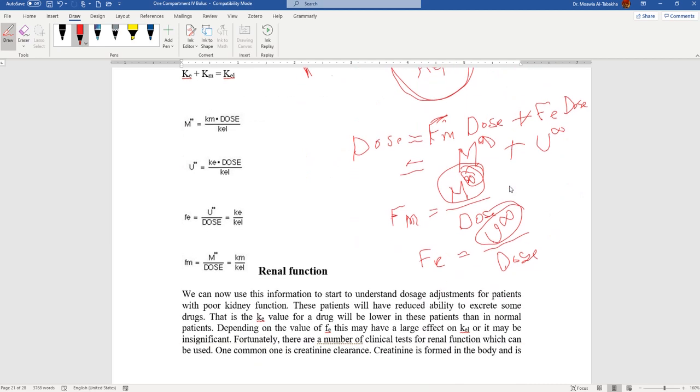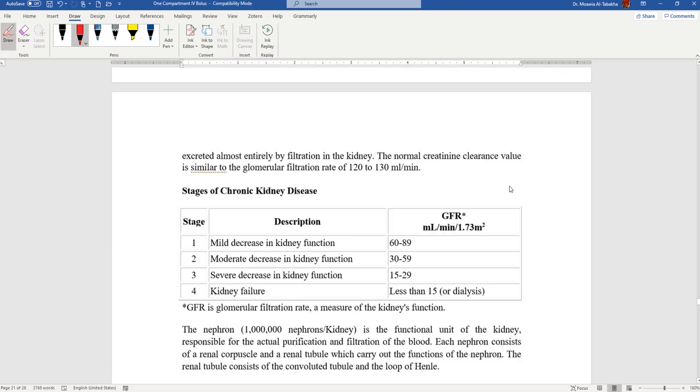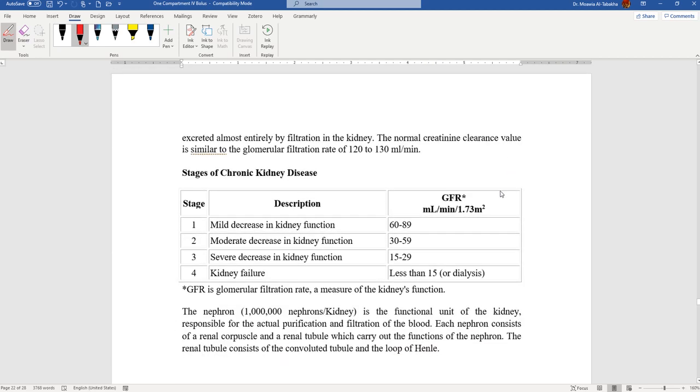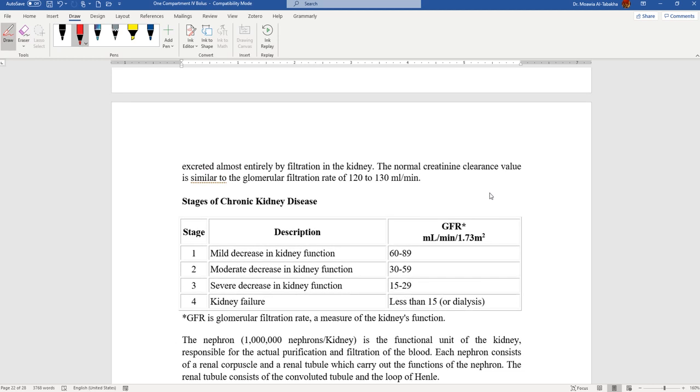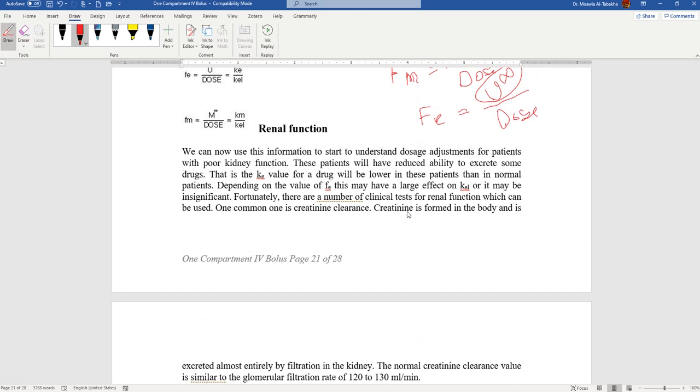Okay, so let's talk a little bit about the kidneys and focus on excretion. How can we assess the kidney function? Meaning, how can I say the kidneys are working okay, bad, good? How can I do that? We can do that by measuring the filtration or the removal of creatinine from the body.